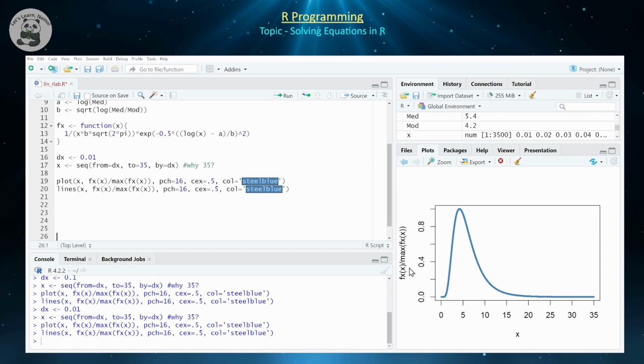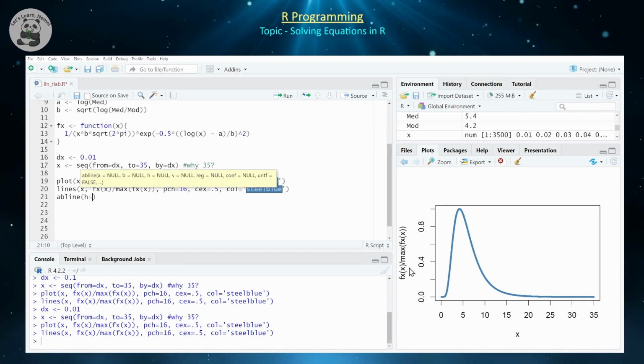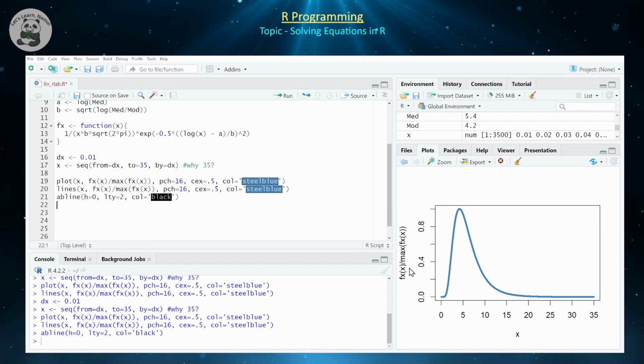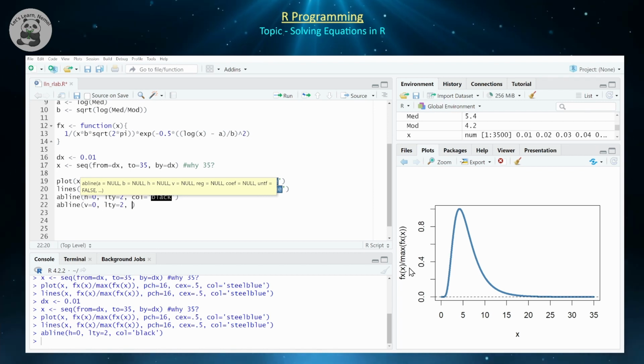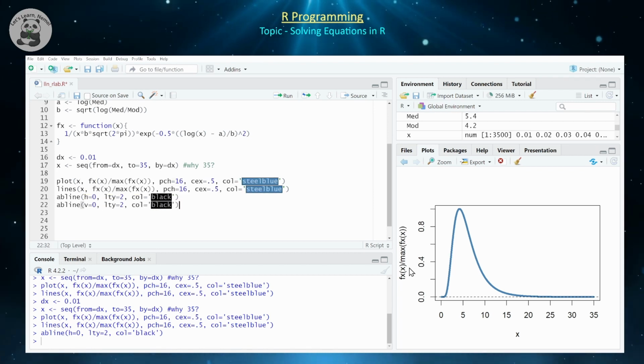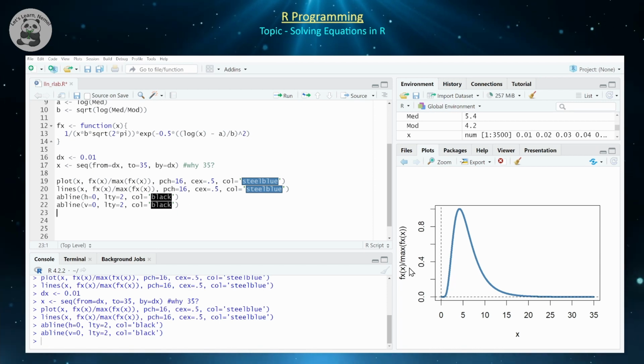So let's introduce a horizontal line of 0 and a vertical line of 0, just to get a point of reference. So abline of h equals 0, lty equals 2, color is equal to black. It's going to be our horizontal axis there. And then abline v is equal to 0, lty equals 2, color is equal to black. That's going to give us our vertical y-axis there, again to give us some base reference. So, in this particular picture, the area underneath the entire probability density function from 0 to infinity is equal to 1.